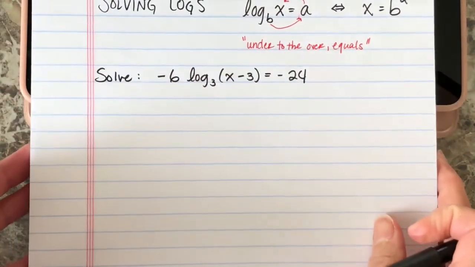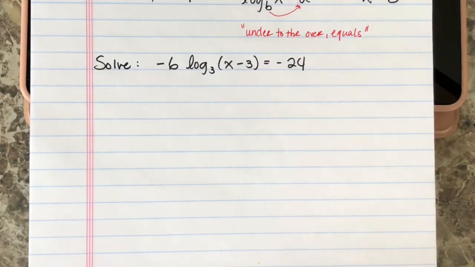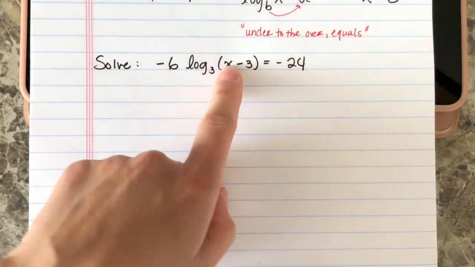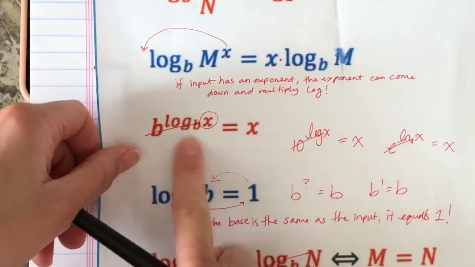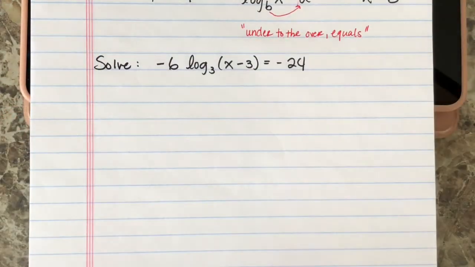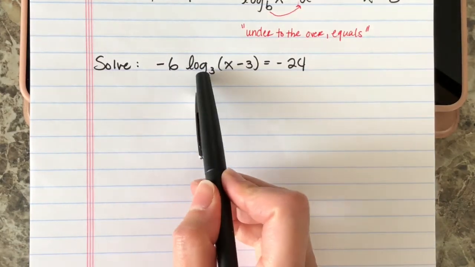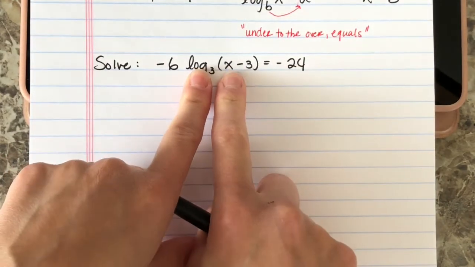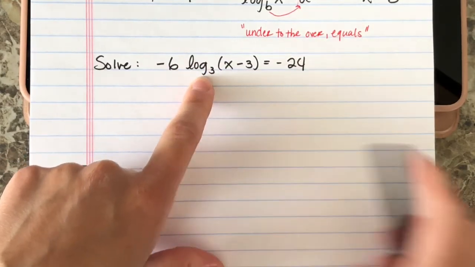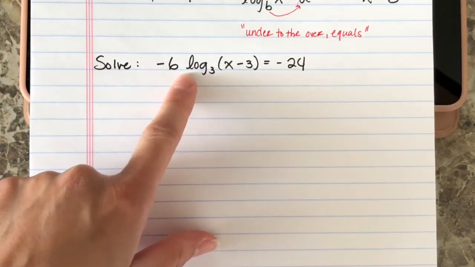All right, so in this problem here, once again, solving means isolate the x. Where is the x? Where's the thing we're trying to isolate? Once again, it's in the input. So I'm going to eventually be using that same rule that we had been using all along. But I notice that my log isn't isolated right now. And in order to utilize that rule, that log has to be isolated. So I first have to get that log by itself.